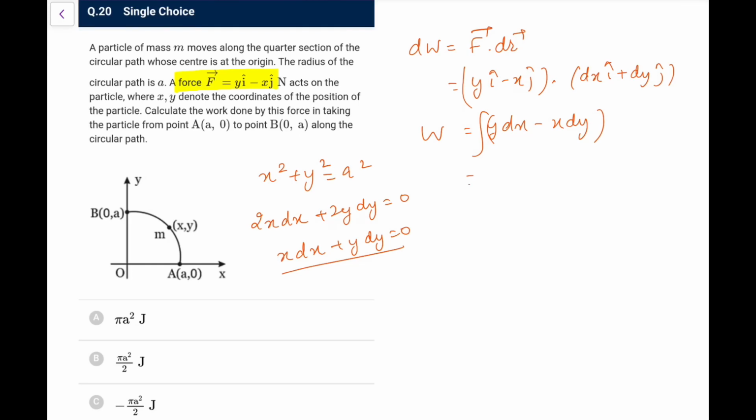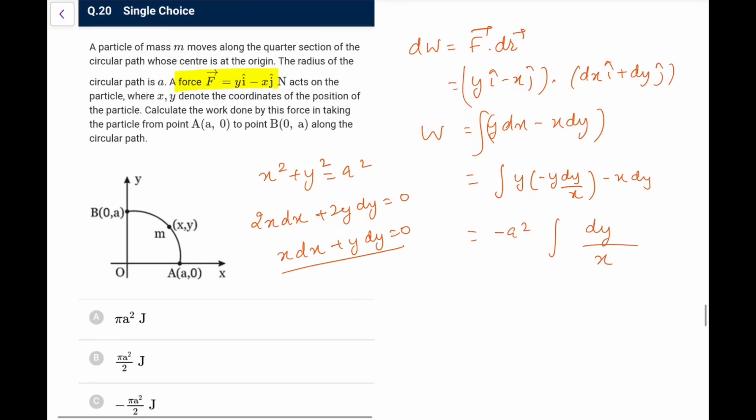So now you can do this. Otherwise you would directly put y as that and you can do the integration because you all are smart enough in mathematics. But let me simplify this. Y dx, I convert this dx, I can write as minus y dy by x. So it is minus y dy by x, and this is minus x dy. So it would be simplified: y square plus x square, that is minus a square, I will get here, and I'll get dy by x.